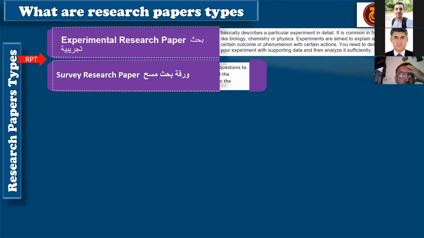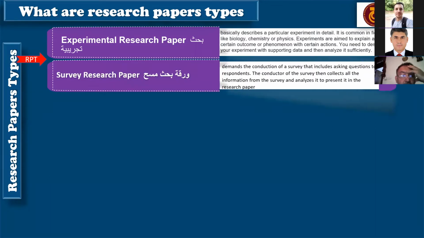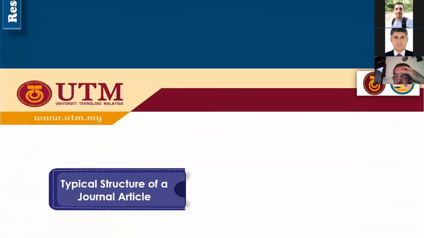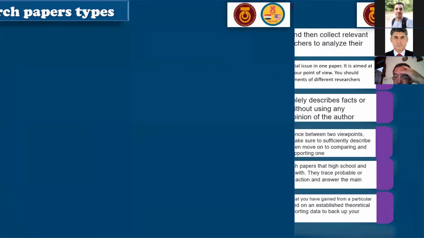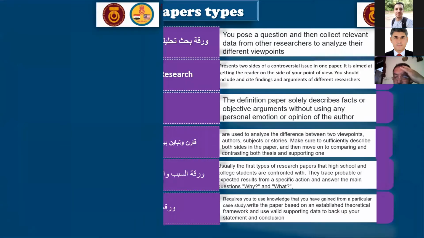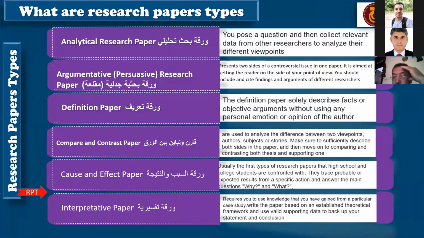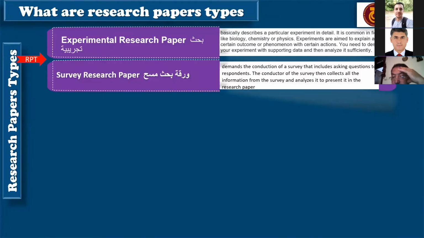So maybe the last, the survey research paper, demands the conduct of a survey that includes asking questions to respondents. You conduct the survey, then collect all information from the survey and analyze it to present it in the research paper. So from the previous, we explained how many types of research paper there are: analytical research paper, argumentative research paper, definition paper, compare and contrast paper, cause and effect paper, interpretative paper, and we have the experimental research paper, and survey research paper.